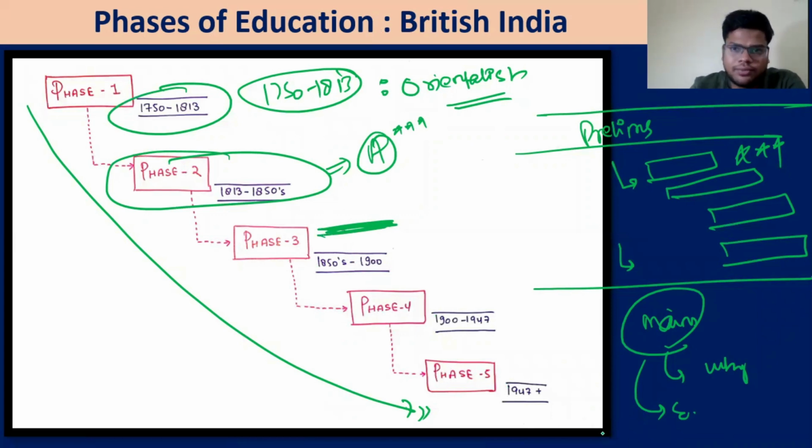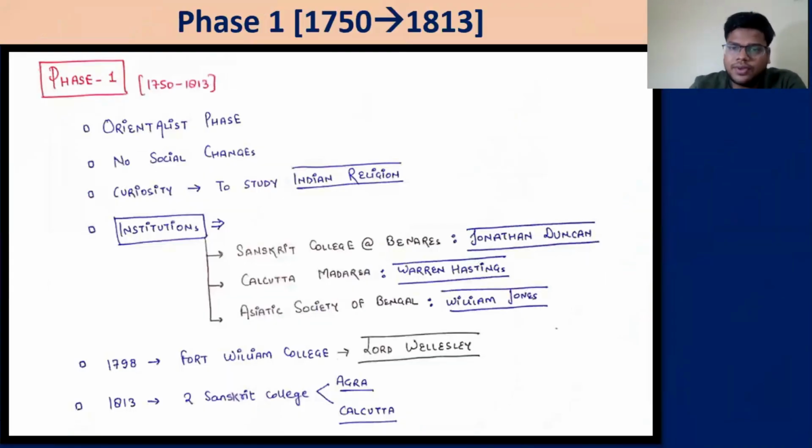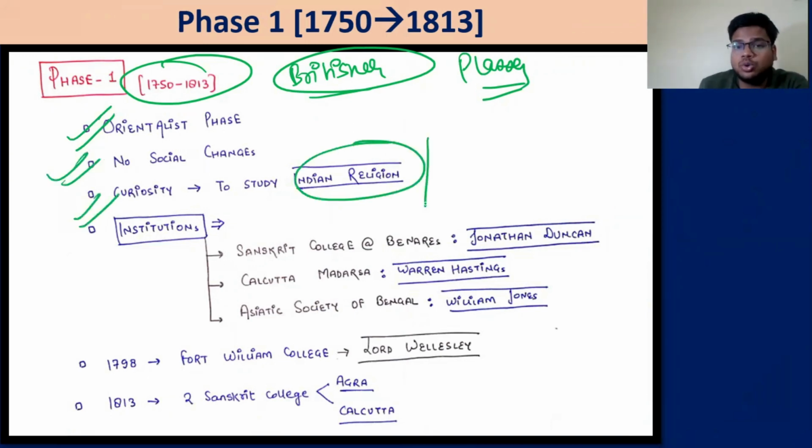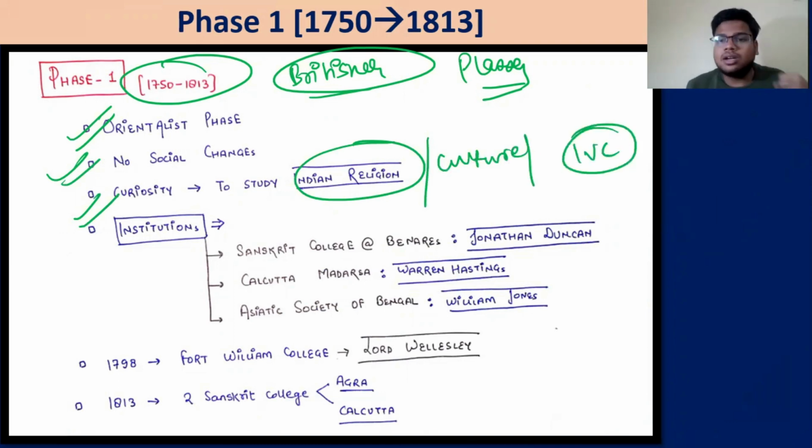Let us talk about phase 1 very quickly. As we have discussed, the Britishers are just coming into India. They have just won Plassey, they have just won Buxar. We have all discussed that. So the Orientalist phase is there. No social changes are there. Curiosity is there to read Indian religion and Indian culture, for example, finding the IVC and all these things. They are realizing how big Indian culture is and how old Indian civilizational history is.